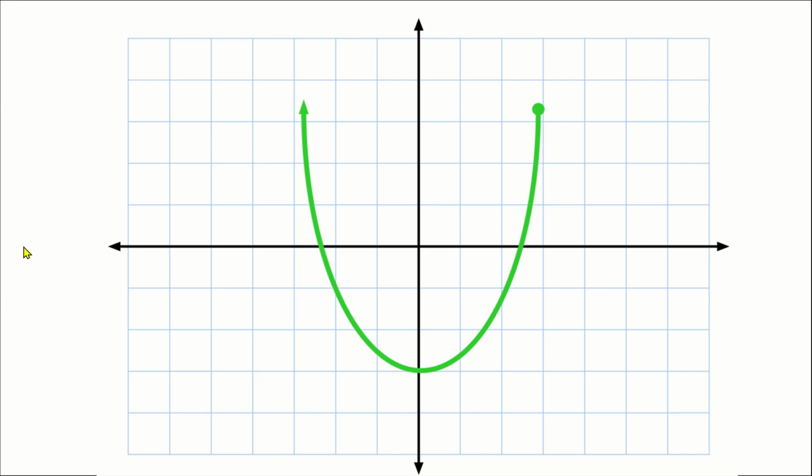So we look at this one here. Vertical line. How many places is it crossing? It's only crossing at one spot. So when it only crosses at one spot, that means it is a function.